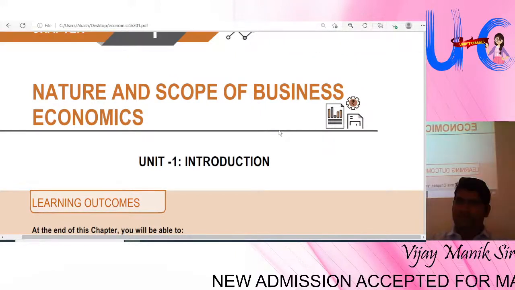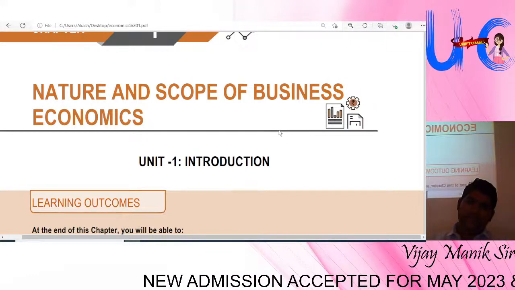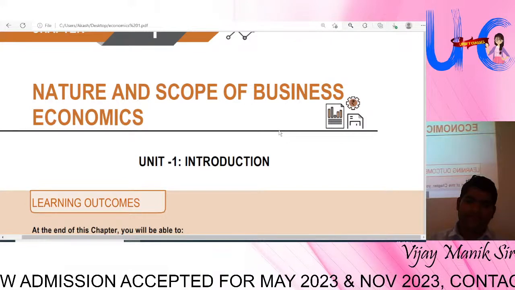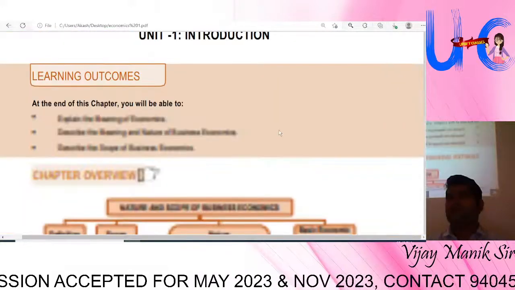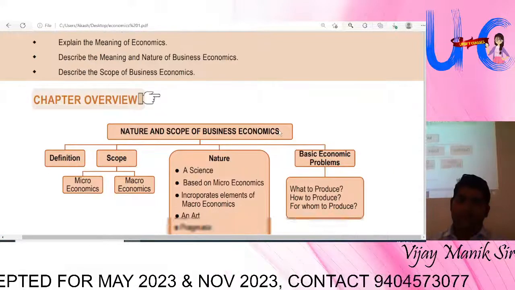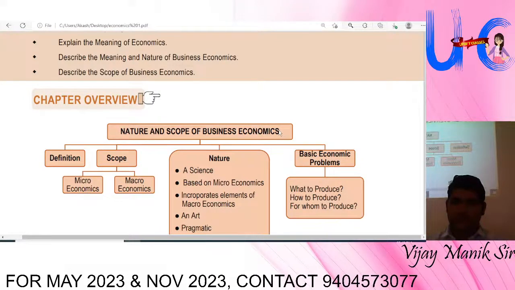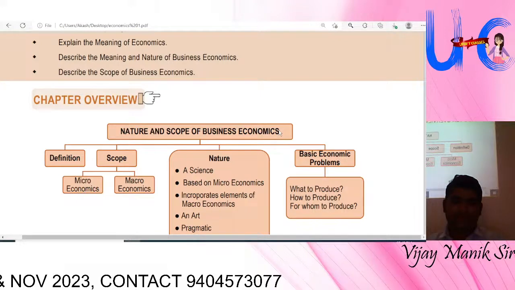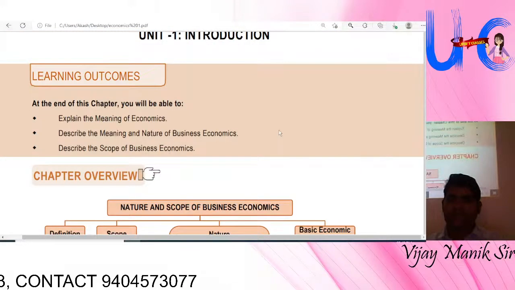Shall we start? Okay. Nature and scope of business economics, chapter number 1. What is meant by business economics? First, we have the definition, then scope, nature, basic problems. Okay. So, this is the structure of the first chapter. So, what is the definition?